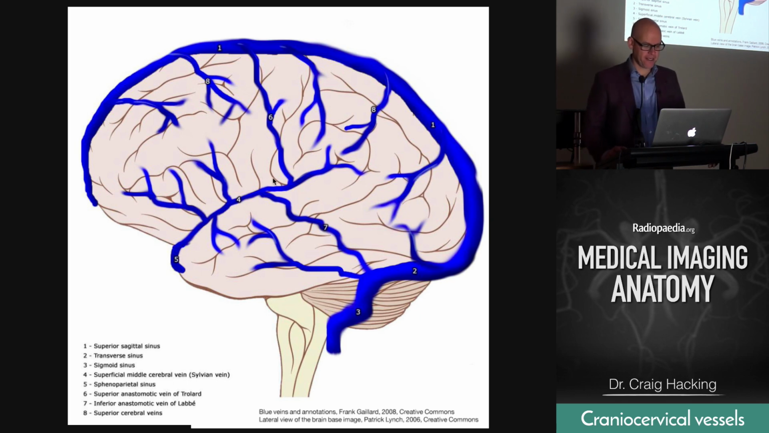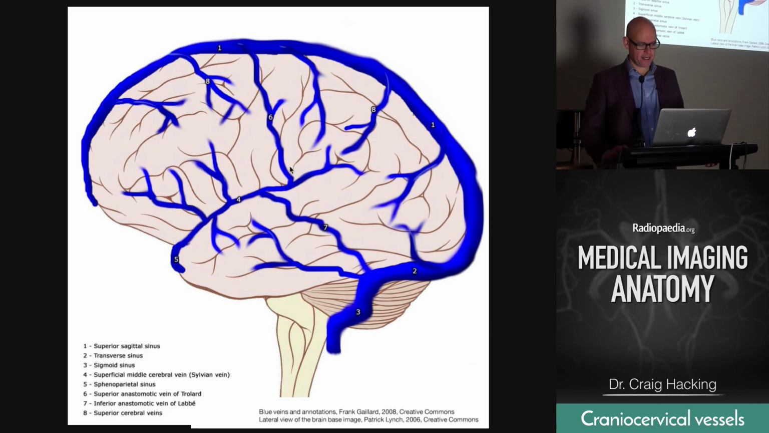The ones I do know about are the Sylvian vein that runs in the Sylvian fissure, and then most of us would have one of these anastomotic veins. They're called anastomotic because they join one vein to another. This is the vein of Trolard, and this is the vein of Labbé. And they're really important because they can infarct or thrombose and cause venous infarct.